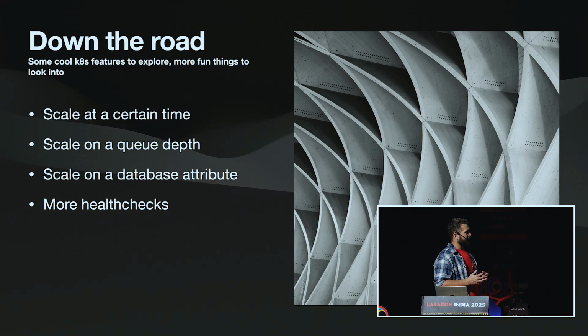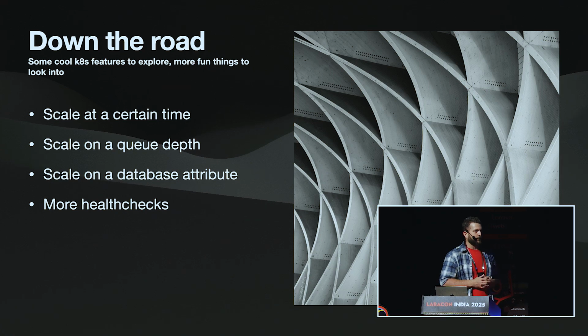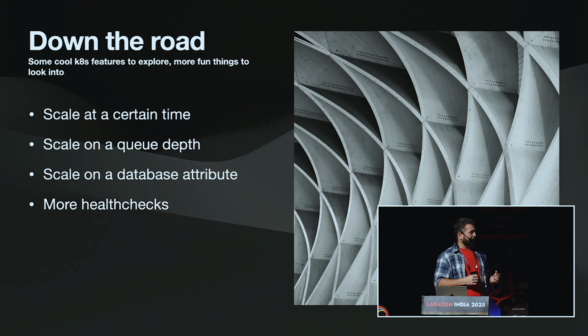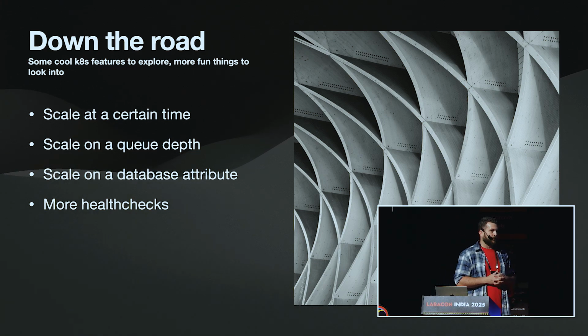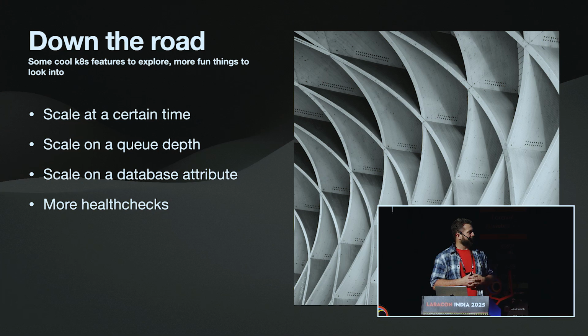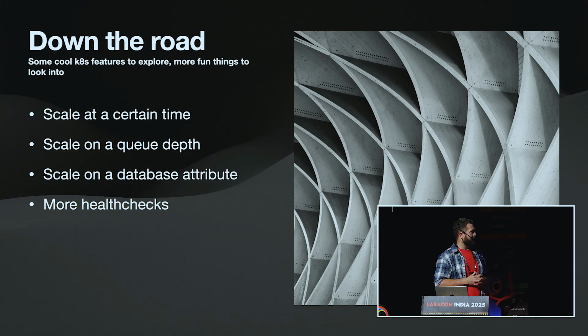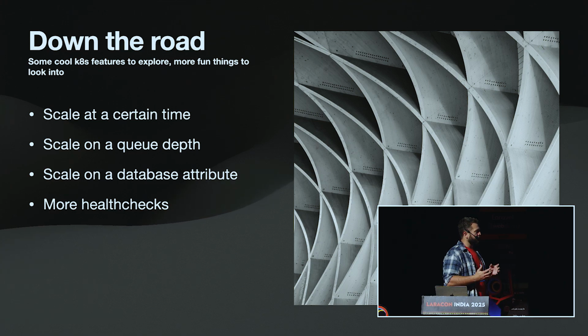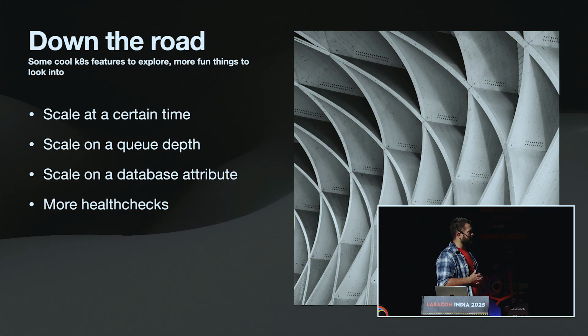You can look into scaling at a certain time, right? So if you want to scale your workload down during off work hours, or scale it up so you at least have a minimum number of Kafkas during the workday. If you want to scale on a queue depth, say you want at least one worker for every 100 jobs in your job queue, that is something you can do in Kubernetes. You can also scale on a database attribute. So if you know you want at least one worker per user, or whatever your setup might call for, that is something you can do as well.